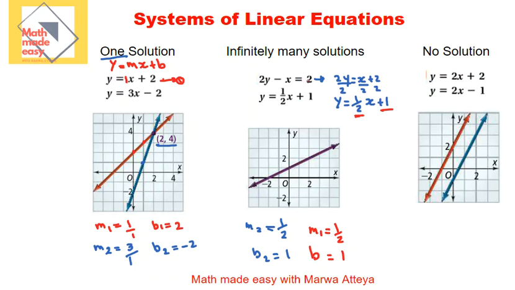So it doesn't have one solution or two. It's not possible to have two. It has infinitely many solutions.